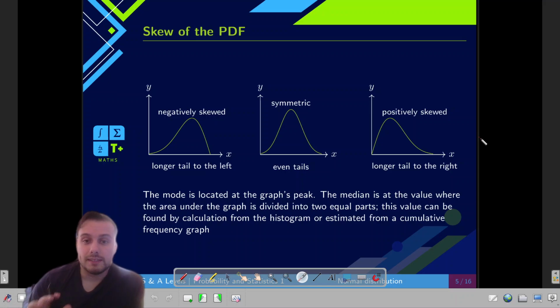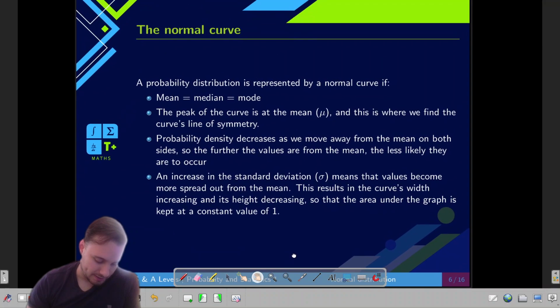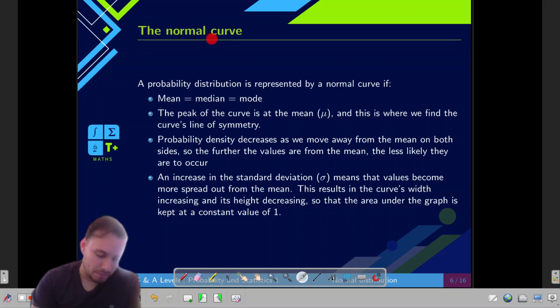The interesting thing about this is that this peak that we see in the PDF always corresponds to the mode. And the thing that will characterize the normal distribution has to do with this symmetry. So what do we talk about when we talk about a function that is normal? We're going to say that a probability distribution is normal when the mean has the same value as the median and has the same value as the mode.